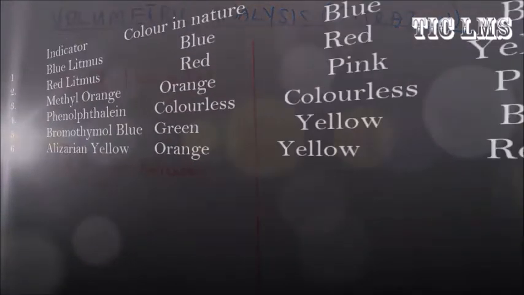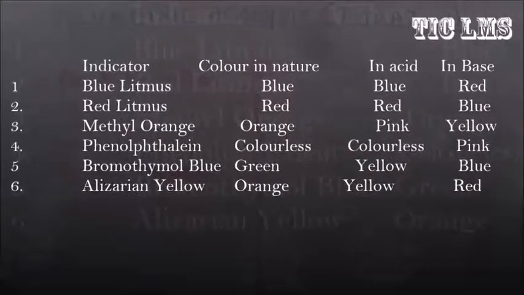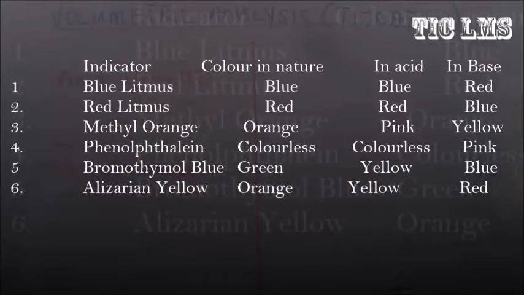We have several indicators such as the blue litmus, red litmus, methyl orange, phenolphthalein, bromothymol blue, and so on. And here are the series of color changes when these indicators are put in an acid or when they are put in a base. And these are the color changes and their original colors. Now, we have weak acid and we have weak base.